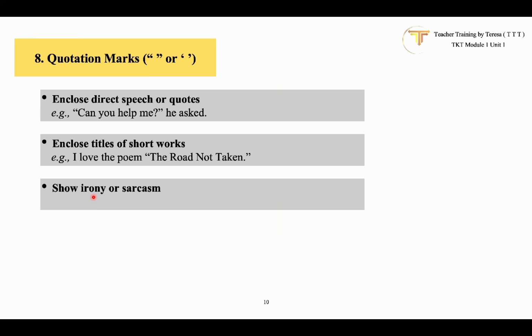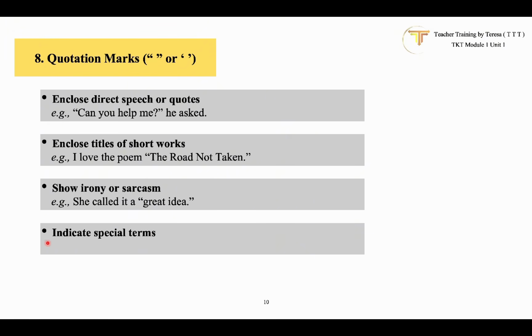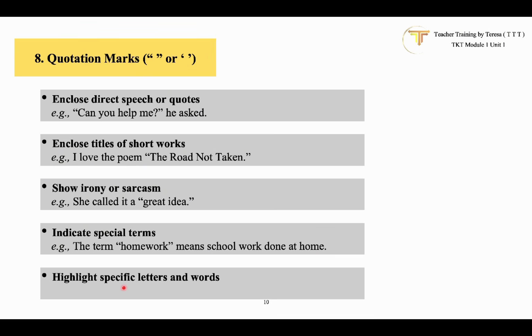Show irony or sarcasm. She called it a "great" idea. Indicate special terms. The term "homework" means school work done at home. Highlight specific letters and words. The teacher said, "Remember that the K in knock is silent."